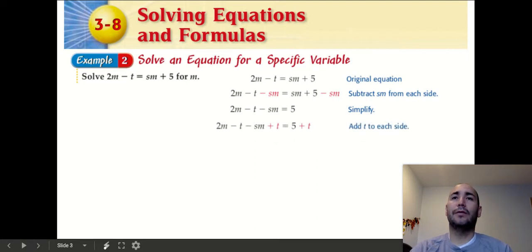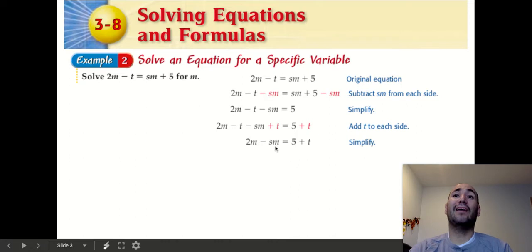So I add t to both sides. It simplifies to 2m minus sm equals 5 plus t. And again, if you notice, I haven't done any calculations because they're all variables, right? There's nothing to compute. Now this next step is probably the one that people find most challenging.